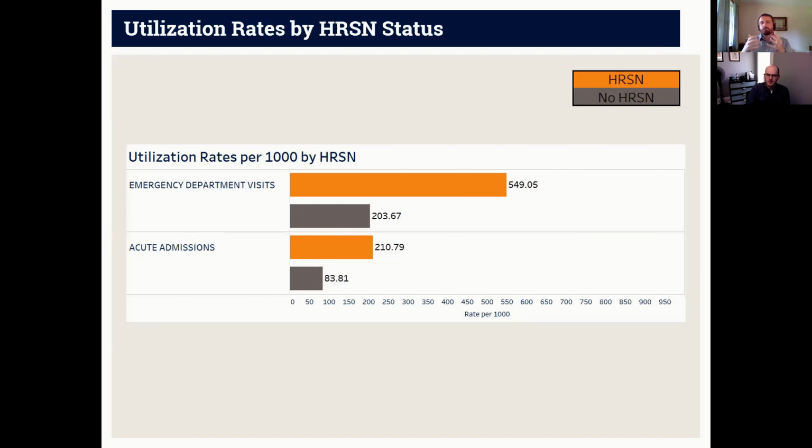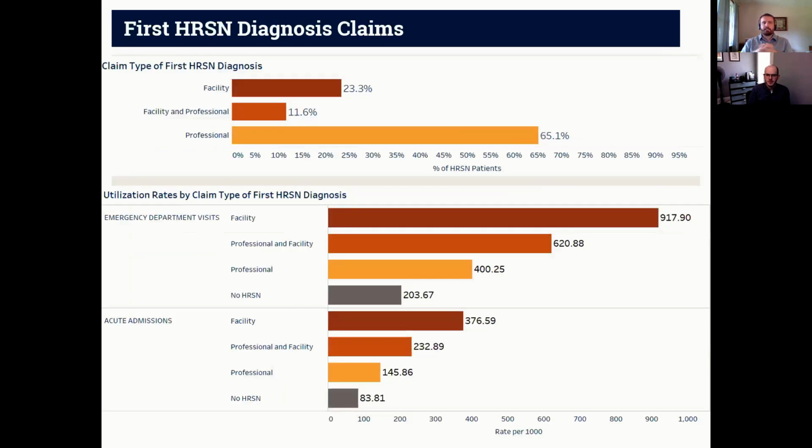And we did find that our social needs population did have significantly and substantially higher utilization rates for both these metrics. However, in our full models, we did conduct logistic regressions, controlling for risk. We were able to identify some subgroups within that social needs population, and that's specifically whether a patient received their first social needs diagnosis on a facility claim versus on a professional claim.